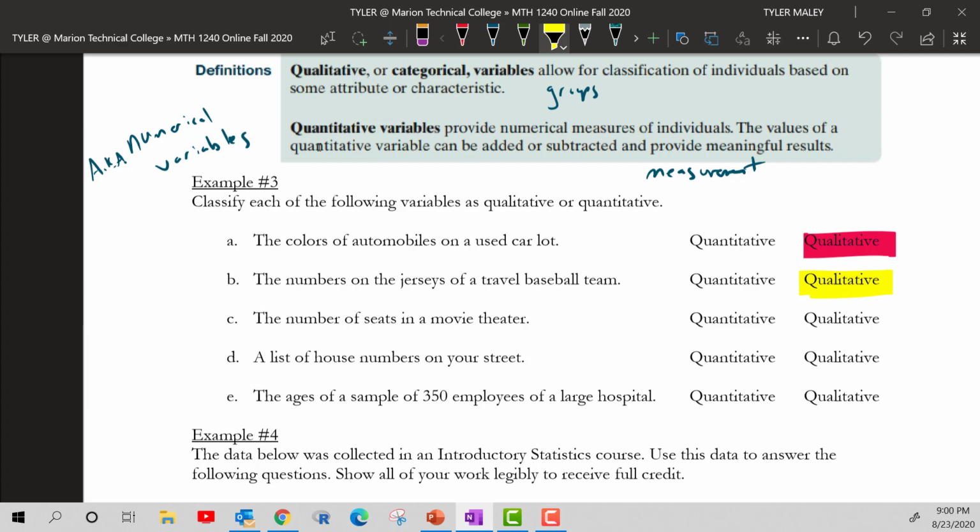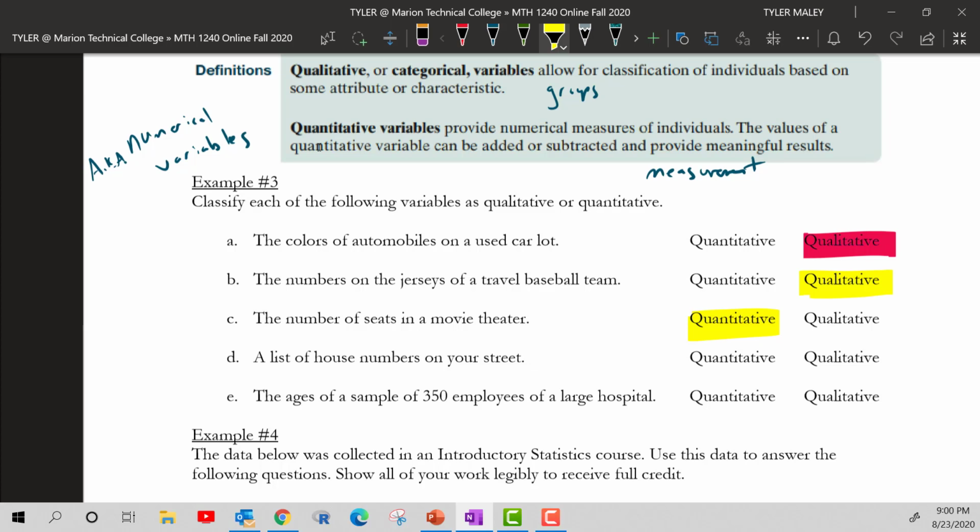It's not a measurement. The number of seats in a movie theater, that is a measurement, so that would be quantitative. D, a list of house numbers on your street. Again, just because something's a number doesn't mean it's quantitative.